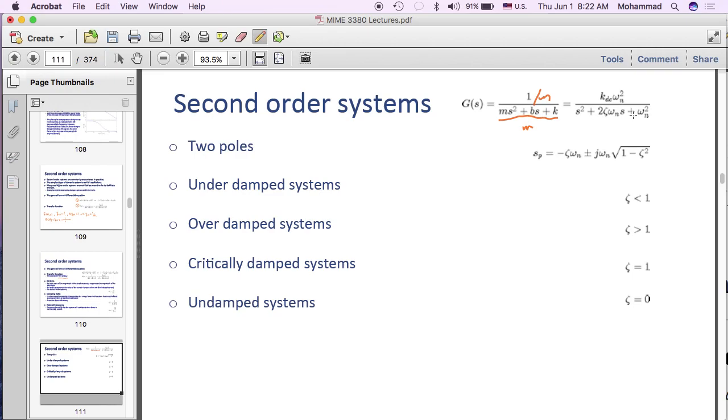So let's start by finding poles of this system from this standard form. What I'm asking you to do is to set s squared plus 2 zeta omega n s plus omega n squared equals 0, and find values of s that will make this equation true. So what values of s will make the denominator of this transfer function equal to 0? So it's a quadratic polynomial. You need to use quadratic formula and find those values of s. So there will be two of them.